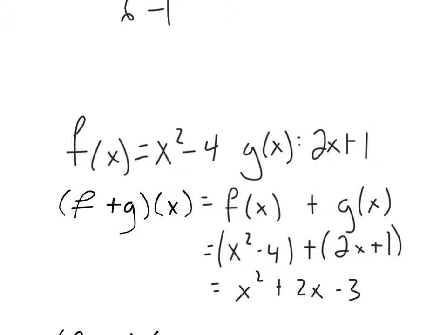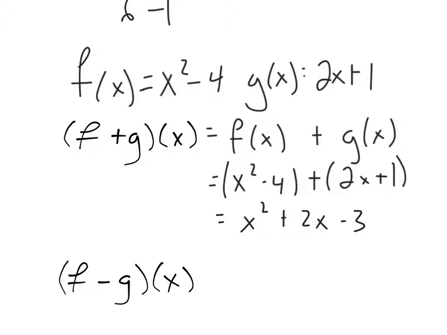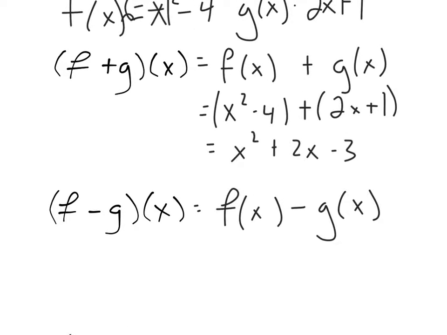Okay. Let's try another one. What do we think this one means? We subtract. And so we have f of x minus g of x, which when we do our substitution is going to give me x squared minus 4 and then minus 2x plus 1.